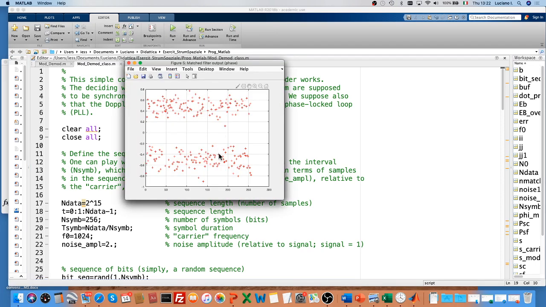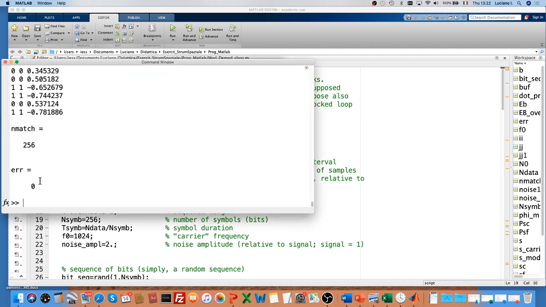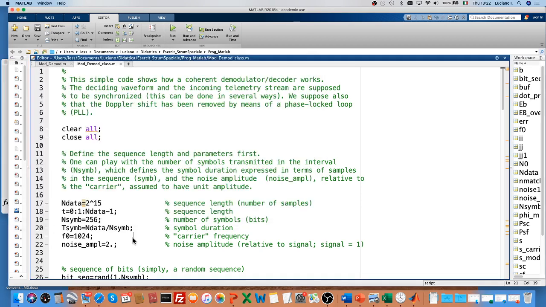And again, you see, we have a fairly good separation between the two streams. So now we have transmitted more bits. The bit rate has doubled. And still, we have 256 matches and no error. What is the energy per bit now?